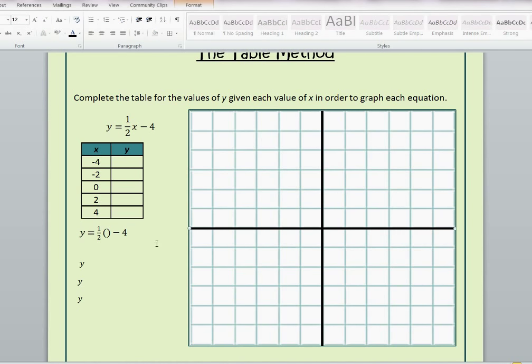So what is the first number we're putting in for x? We're going to put in that -4. So we're going to figure out what is half of -4. Well, what is half of 4? Half of 4 is 2. So half of -4 would give you -2. Then we bring down that -4, or subtract 4, whatever way you want to look at it. It's the same thing. So we have -2 minus 4, and that is not 2, that is not 6, that is -6.